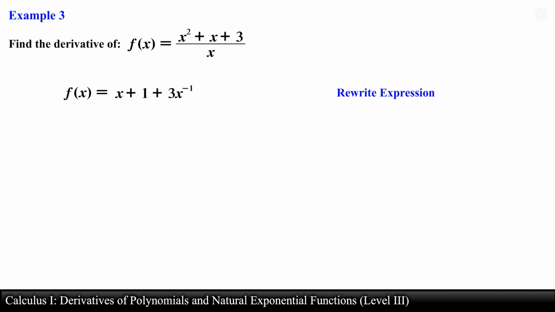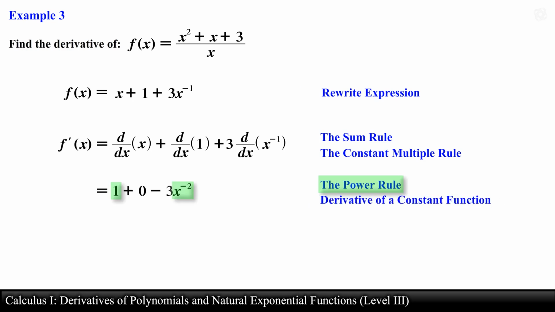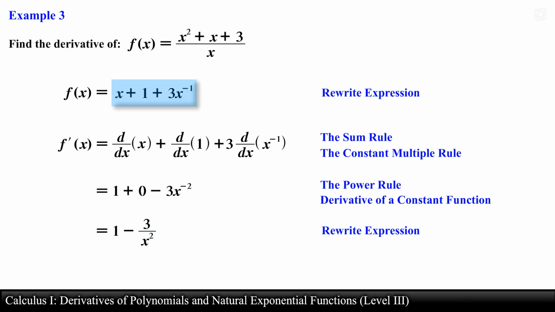Now it is just a matter of applying the sum rule and applying the power rule to the first and third term. We also need to apply the derivative of a constant function to the second term, as follows. Lastly, we go ahead and rewrite the expression, obtaining the final derivative, which is equal to 1 minus 3 over x squared. Once again, always try to rewrite the function into a derivative-friendly form. Alright, let's try the next example.